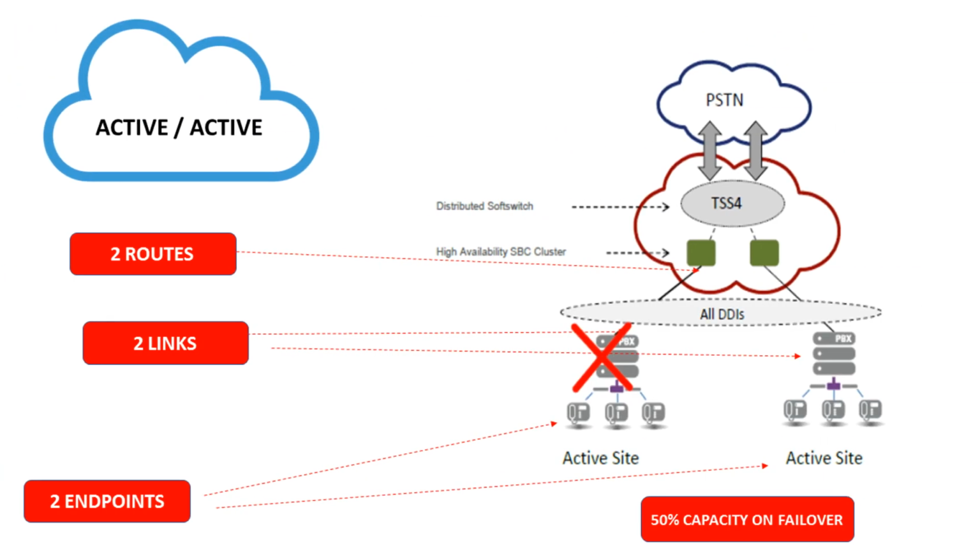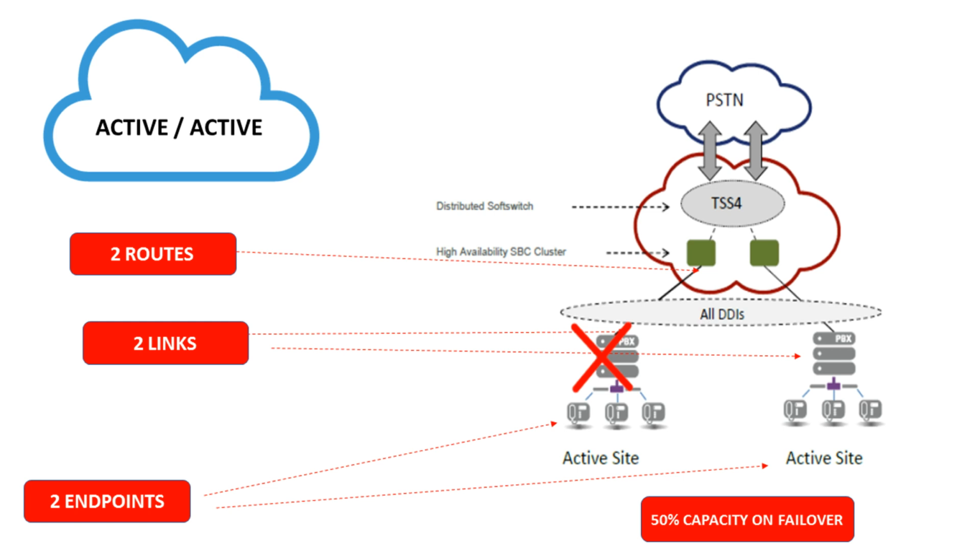Okay, the active build. So in this case, you still have the two links, just as in the active standby mode. So you have two instances of the PBX, two connectivity pipes, and two routes through the SIP carrier's core network. Your DDI ranges will be split on a business as usual basis between your two endpoints, and those two endpoints are permanently active and carry alternate calls. So call 1 goes over link 1 and call 2 goes over link 2.